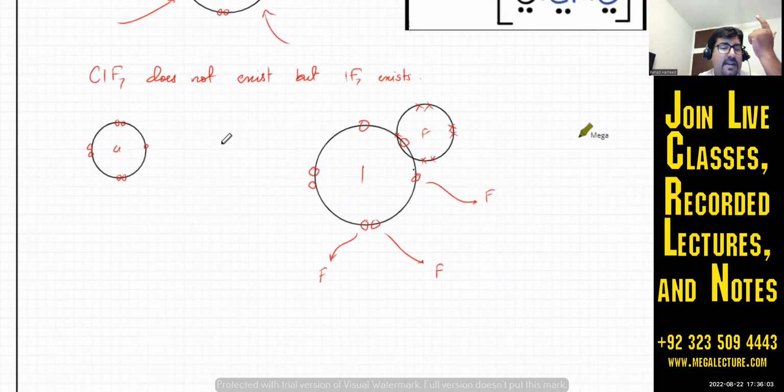So if 7 fluorine atoms come in, chlorine is not willing to let go of its electrons. Is that idea clear?